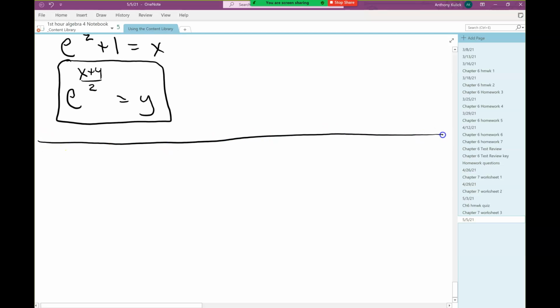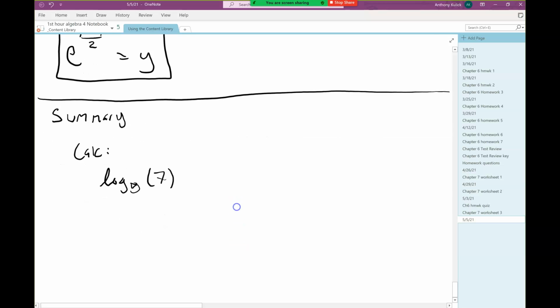So, in summary, what I'm going to ask you to do in your homework is be able to use your calculator to do things like log base 5 of 7. You should be able to type that into your calculator and come up with the answer.